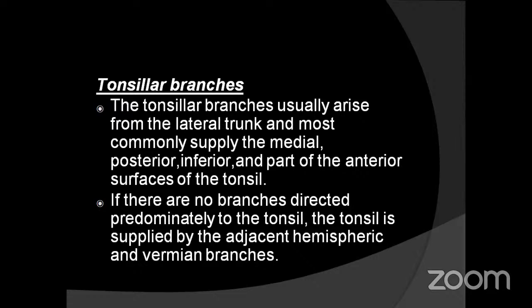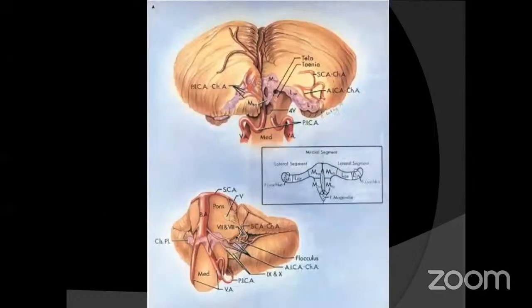The tonsillar branches usually arise from the lateral trunk and most commonly supply the medial, posterior, inferior part of the anterior surface of the tonsil. If there are no branches directly to the tonsil, the tonsil is supplied by adjacent hemispheric and vermian branches. So it's not necessary that the tonsil gets its own supply.